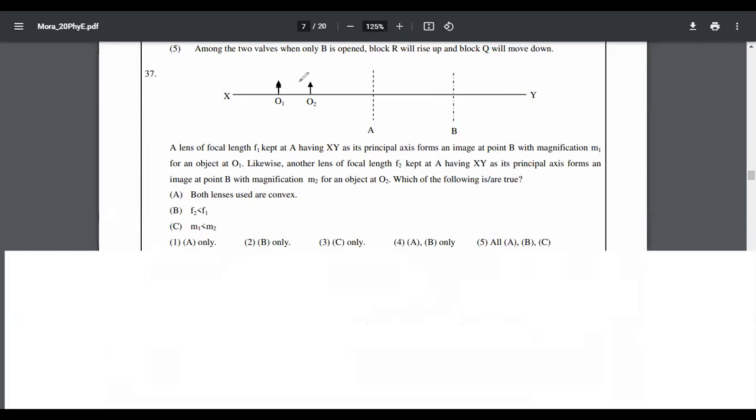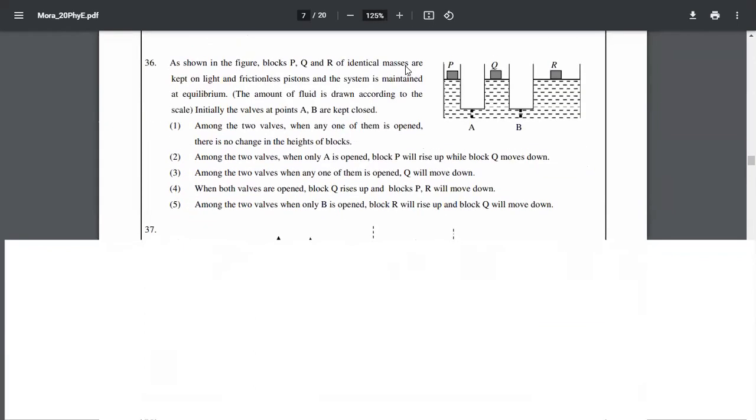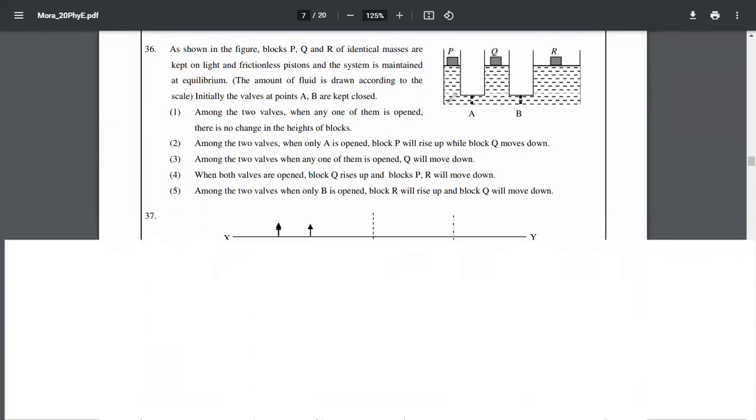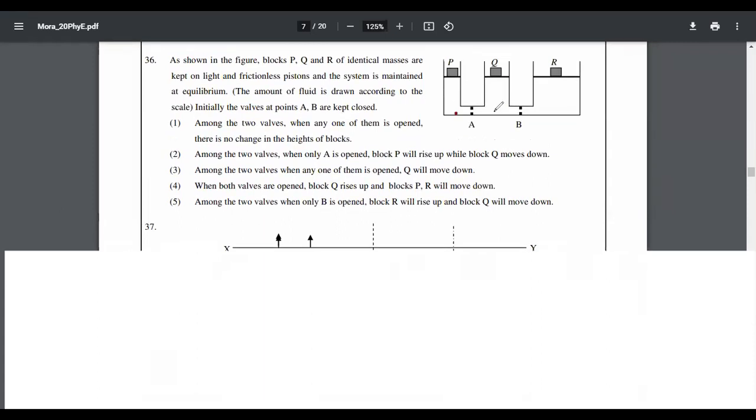When both valves are open, only R will move up. Oh, okay, sorry, I forgot to explain that. But what will happen when both valves are open, people? We'll discuss that also. Sometimes it might be useful for us. When both valves are open, what will happen? We know we have decided one thing. You take the pressures P1, P2, P3. We know P1 is greater than P2, greater than P3. So when both A and B are open, what will happen?